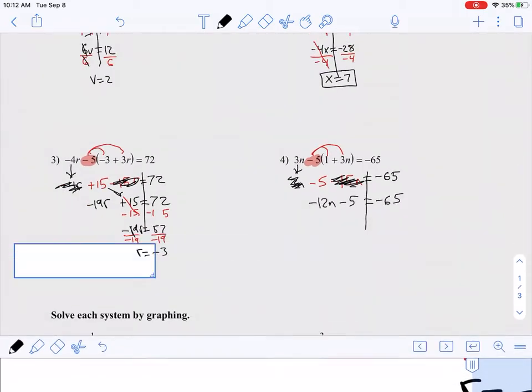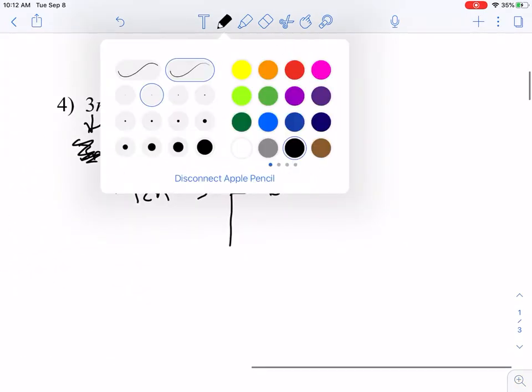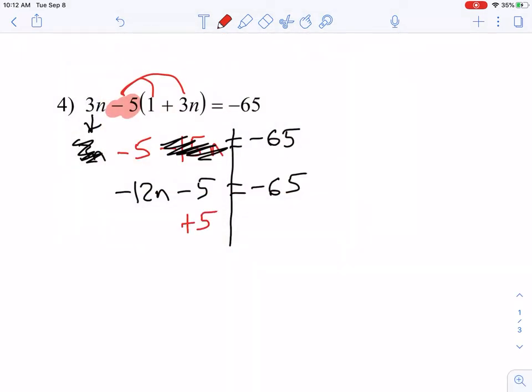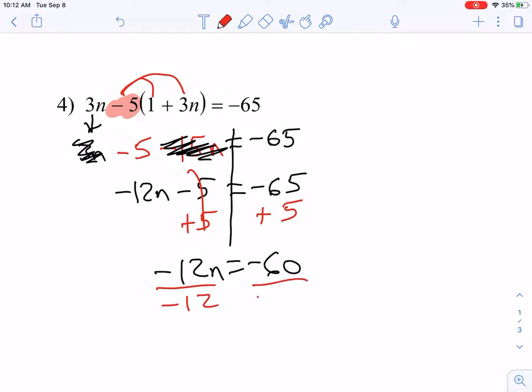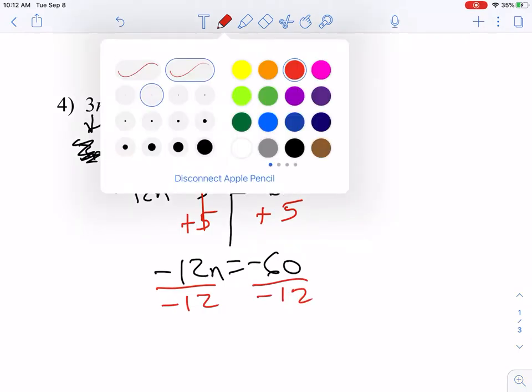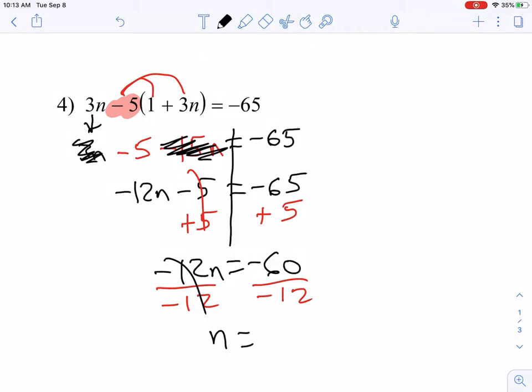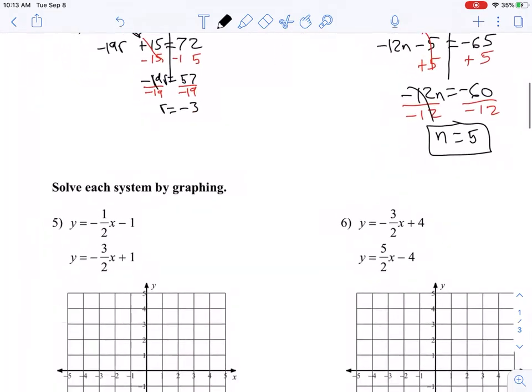And now I have a two-step equation where I can add 5 to both sides first, so that negative 12n equals negative 60. And then I'm dividing negative 12 to both sides, so that n equals positive 5. 60 divided by 12. The calculation part you could do in a calculator. Any of the adding, subtracting, multiplying, dividing. The process is what I want you to see.